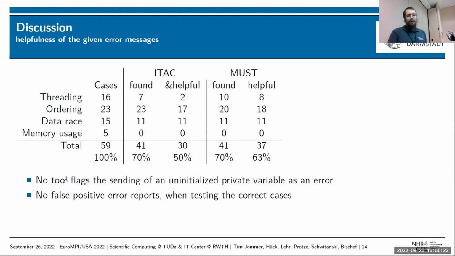And we do see that sending around uninitialized variables, or using uninitialized private variables, are kinds of errors not detected by the tools. As this is a quite common mistake in OpenMP, at least for beginners, to just forget about this, it may be a good idea if those kinds of errors are also included in the tools. On the positive side, when testing with correct cases, we don't see any false positive error reports. So if the tool reports that there is an error, there is probably an error.